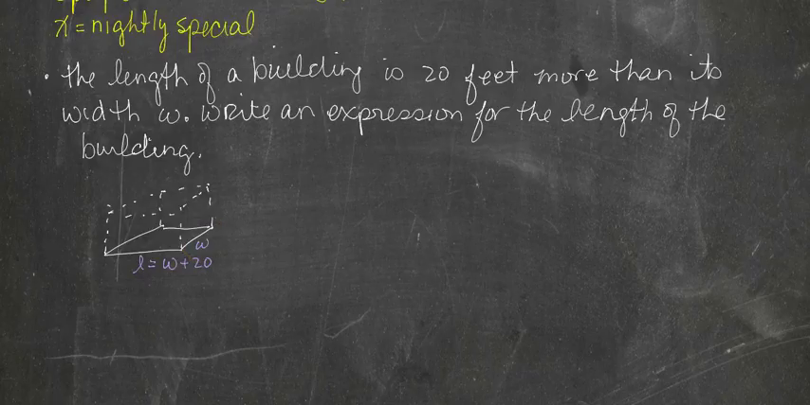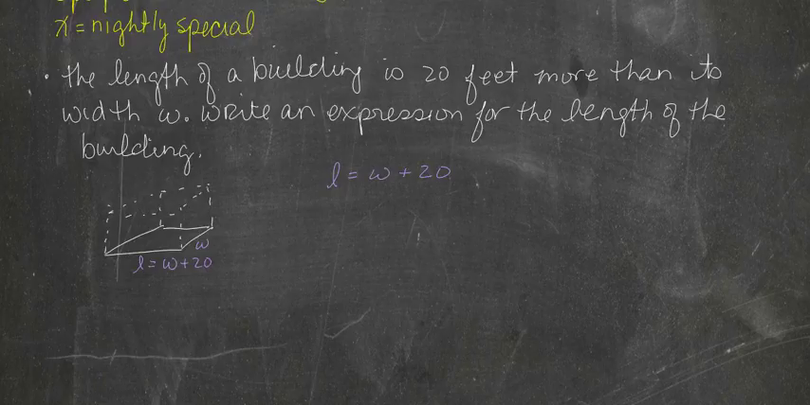But I can say that whatever the width is, if you would tell me the width, I'd be able to tell you the length because I could just add 20 to it. So the expression we want to use is that the length of the building equals W plus 20 feet. Okay, so you're going to have to just practice those. You'll get better with time, and use your common sense when you put it together.